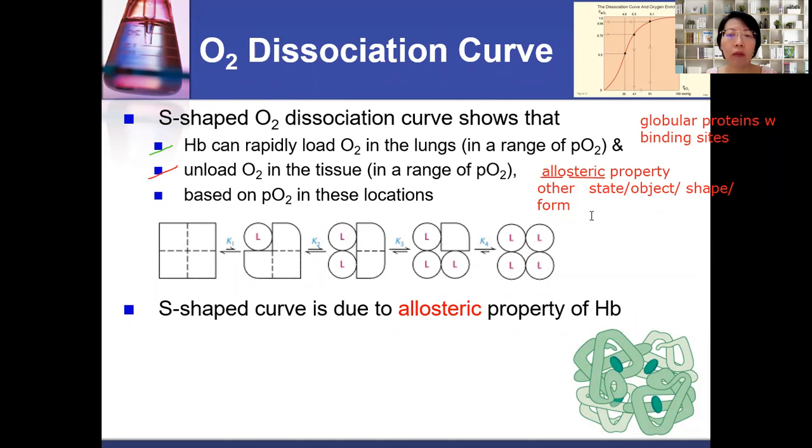Okay. So allosteric property means that this protein has this property whereby when something binds to this protein, let's say this is a protein here, it's got a binding site.